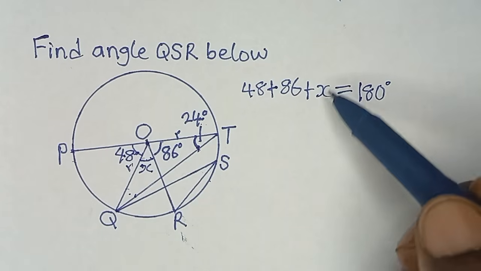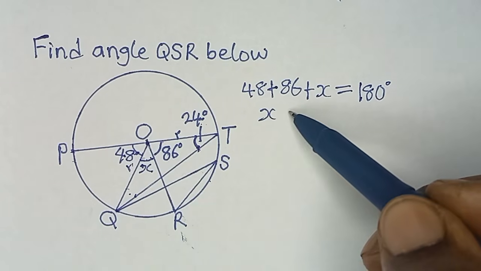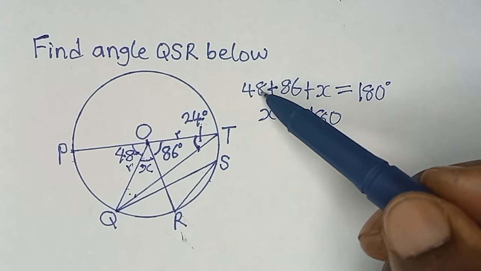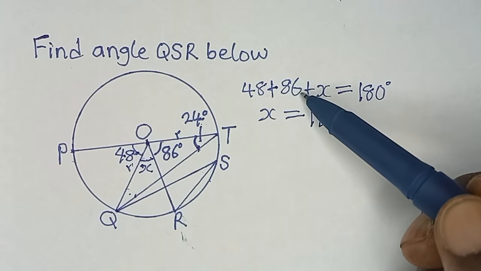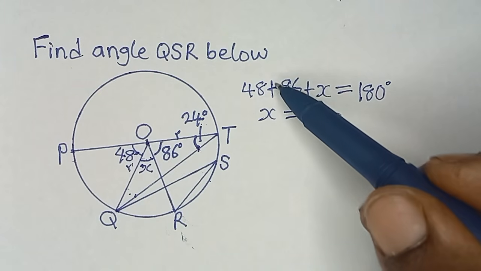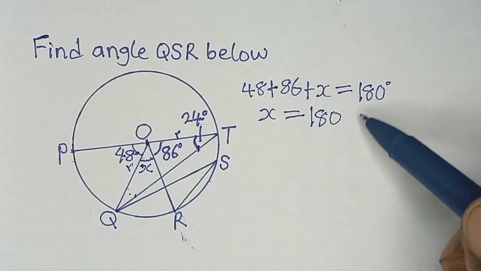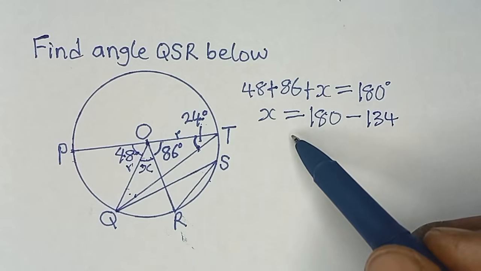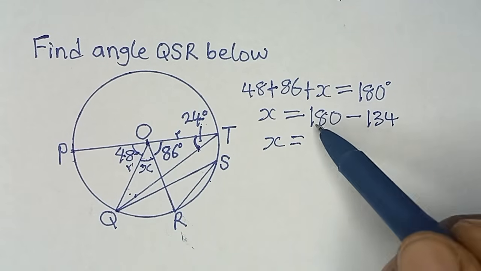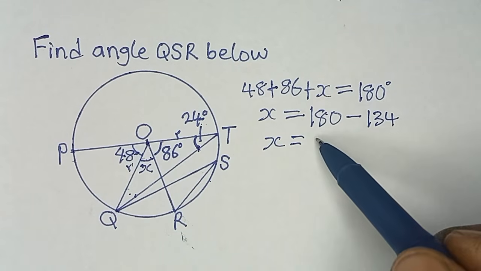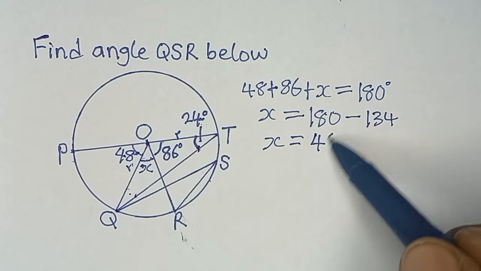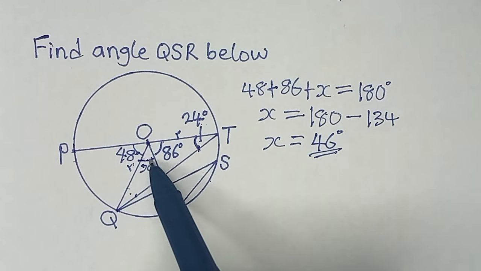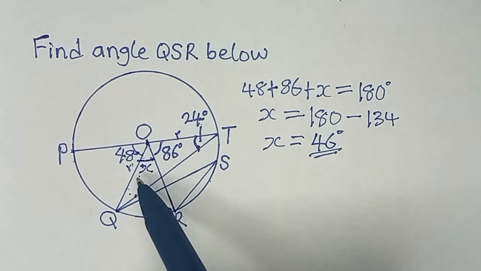So from there, I can simply leave angle X on this side and say X is equal to 180, which is already on this side, minus 48 plus 86, which gives us 134. So 180 minus 134 gives us angle X as 46 degrees. Now, that is not our final answer. This angle at the center is 46 degrees.